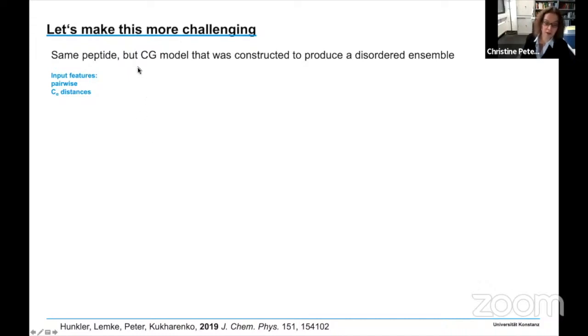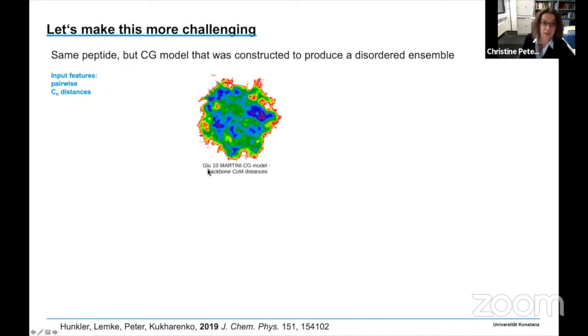And this time we've not taken our neural network-based coarse-grained model that was designed to be a good coarse-grained model, but now we've taken a coarse-grained model that was deliberately constructed by us to produce a disordered ensemble, so a particularly useless coarse-grained model for this peptide, which has actually quite a lot of helical structures. As input features, again, this time pairwise C alpha distances. So if you read here Martini, please don't think that I'm now discrediting Martini. We have tweaked Martini to be really not a good representation of these peptides.